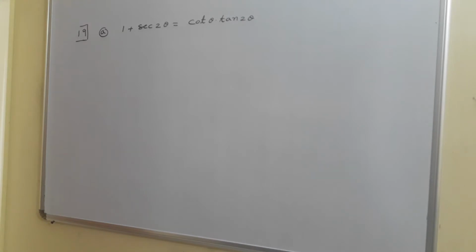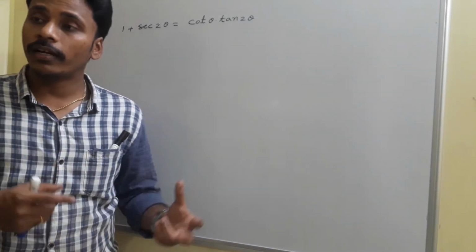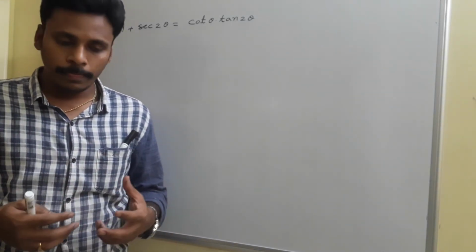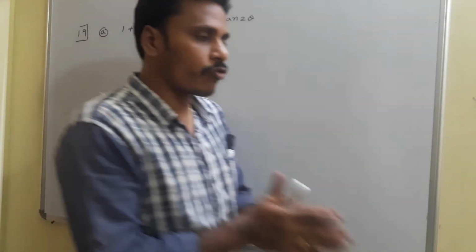Just go through it. Yeah, just look there on the board. We have 19a: 1 plus secant 2 theta is equal to cot theta into tan 2 theta. As I mentioned, this is 19a, a simple statement. Using this we can generate a lengthy statement, and using that we are going to solve some problems also. That's what I mentioned, you just try for a while.